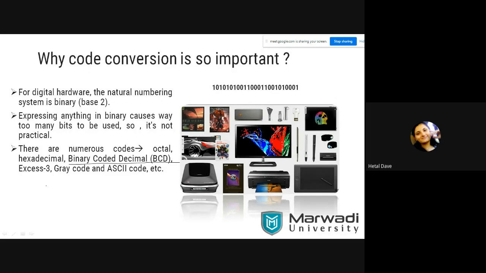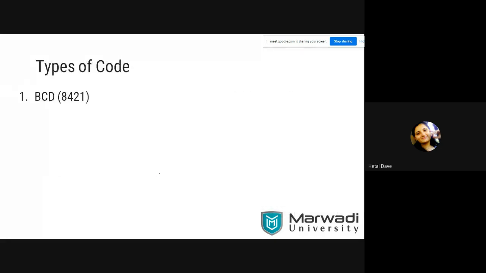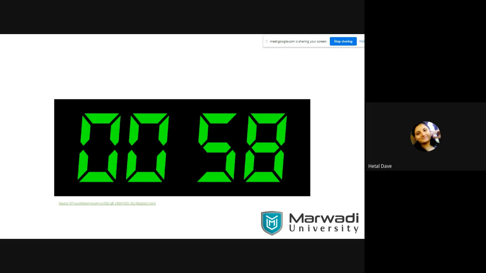One more code we need to learn, that is XS3, Gray code and ASCII code. So that is our today's topic, and we will see which details are given. So these four codes should be learned. We will see these codes one by one. So over here, let's start with our first code, BCD, binary coded decimal. One by one, we will see each and every code in detail.